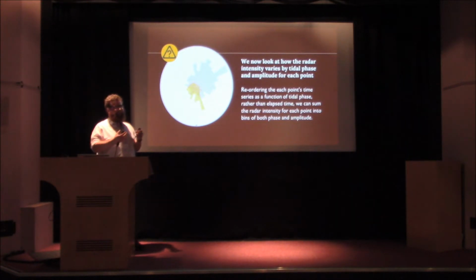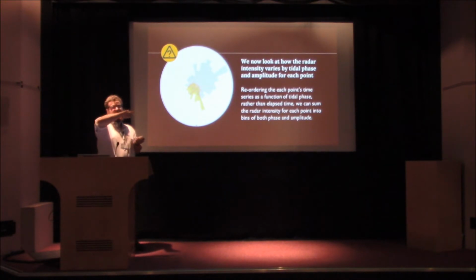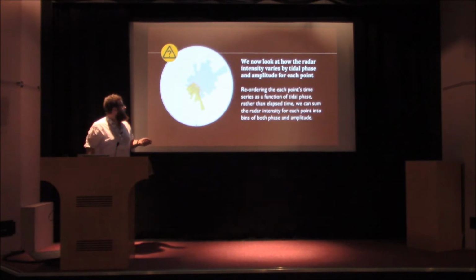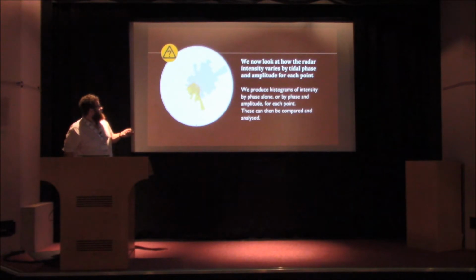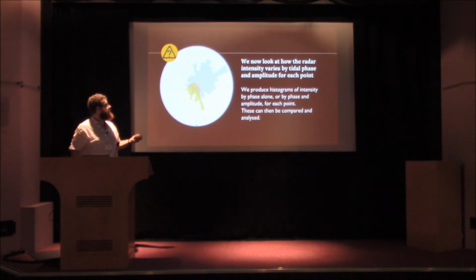So the way to do this is basically to take that big record and use a binning method. So take effectively a histogram of it first in phase and then in phase and amplitude. So take the tidal signal, record at each time point what is the phase and amplitude of the tide at that point, and then bin all my intensities, sum the intensities into bins related to that phase. So produce histograms of intensity by phase alone or by phase and amplitude, which can be compared and analysed, and you get one of these figures for each point.